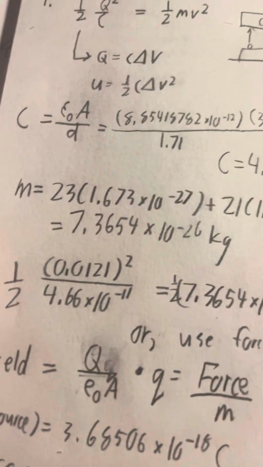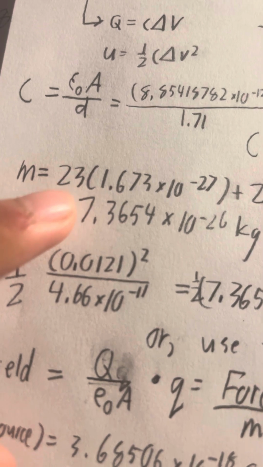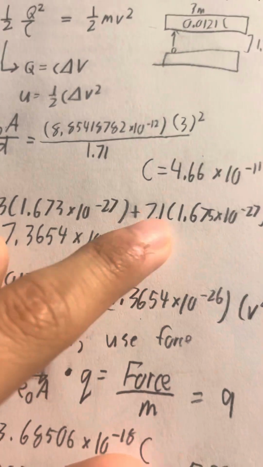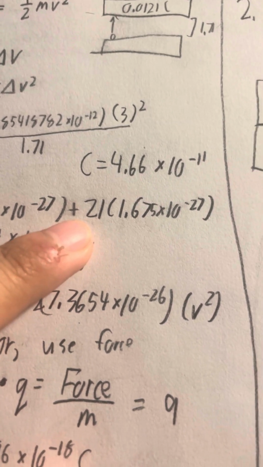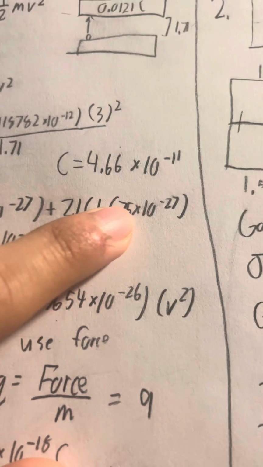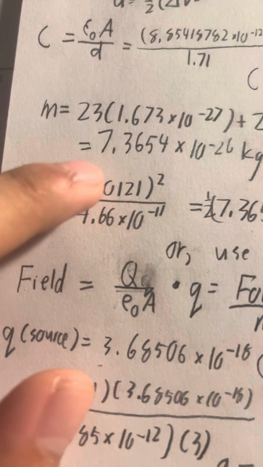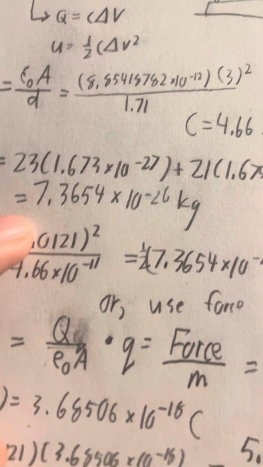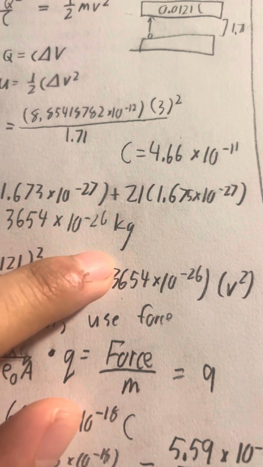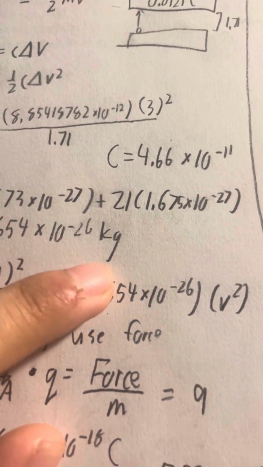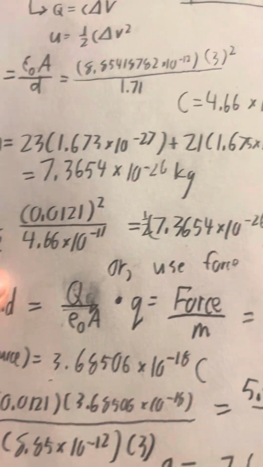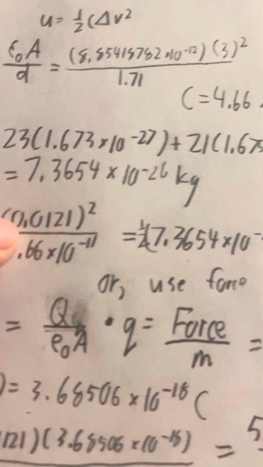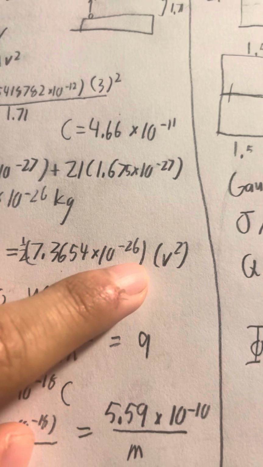Next, we want to find the mass of the actual nucleus. So we have 23 protons multiplied by the mass of each proton, and then we add on another 21 neutrons with the mass of neutrons to get a mass of 7.3654 times 10 to the negative 26 kg. So substituting into the equation, the 1/2s cancel out, we multiply through, and we can find V squared there.